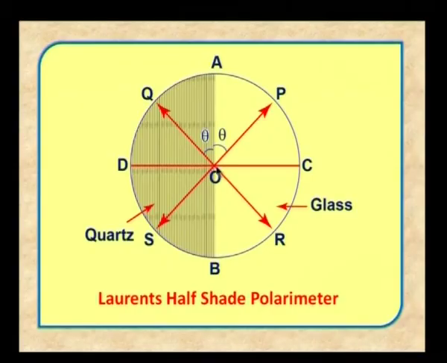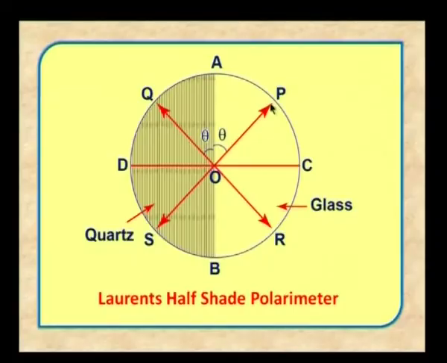One half of the light beam will be passing through glass, that will have the plane of polarization in this direction OP. Whereas, the other half of the light beam which is passing through quartz will be split up into, because quartz is a material which will produce double refraction, that will lead to ordinary ray and extraordinary ray. So, the resultant between the ordinary and extraordinary will be along OQ.